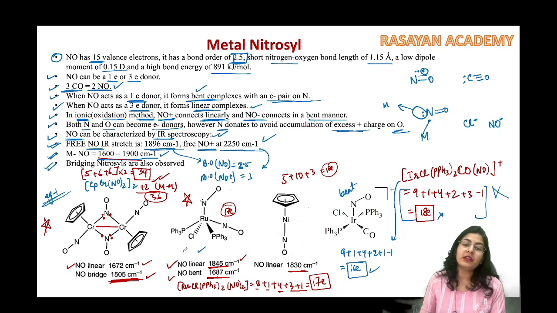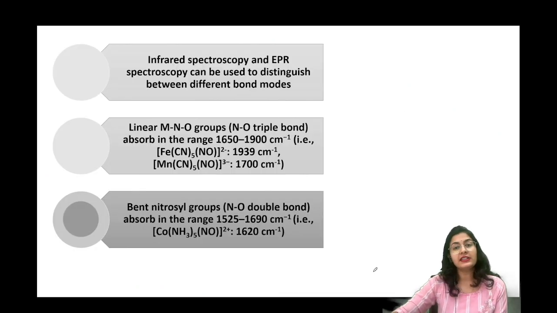Okay, this is also square pyramidal in shape and bent, and it is a 17 electron system. This one is a 16 electron system. All these examples have to be remembered. ठीक है, आगे चलते हैं.